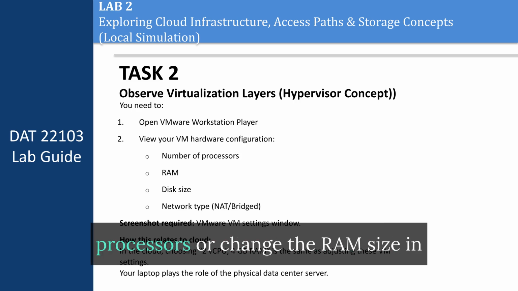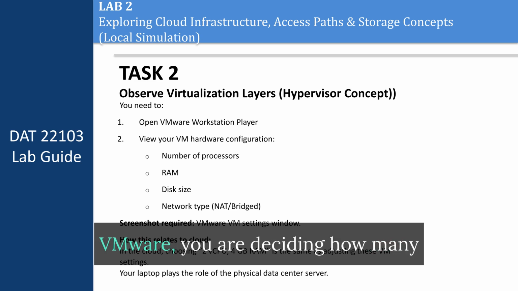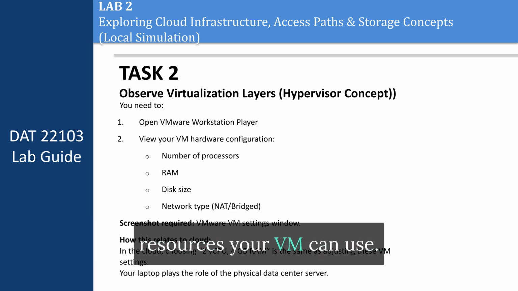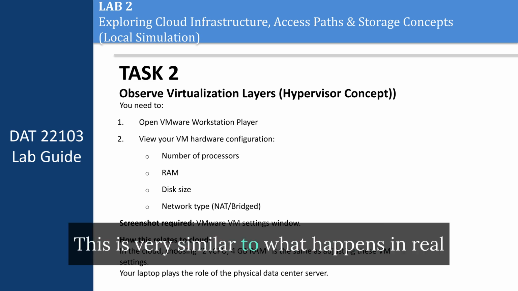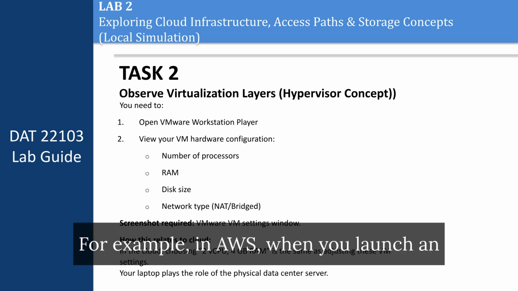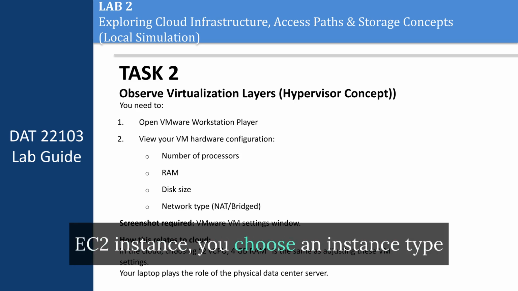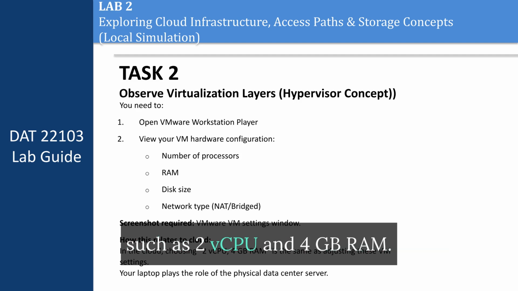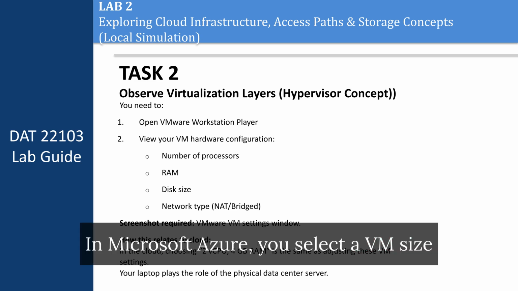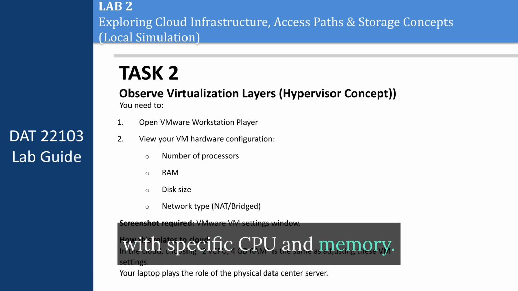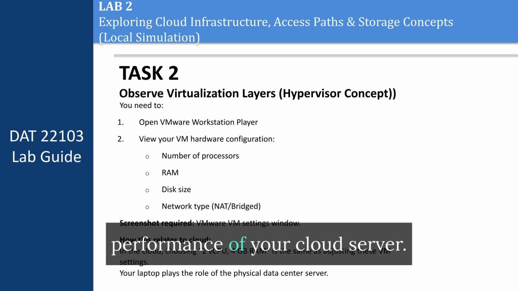When you adjust the number of processors or change the RAM size in VMware, you are deciding how many resources your VM can use. This is very similar to what happens in real cloud platforms. For example, in AWS, when you launch an EC2 instance, you choose an instance type, such as 2 vCPU and 4 GB RAM. In Microsoft Azure, you select a VM size with specific CPU and memory. That selection determines the performance of your cloud server.